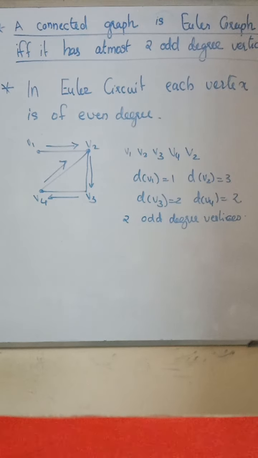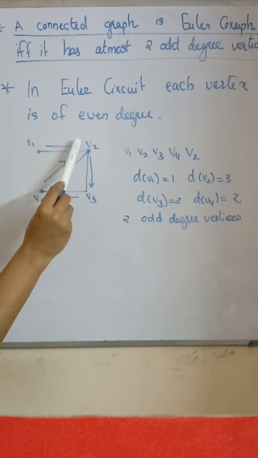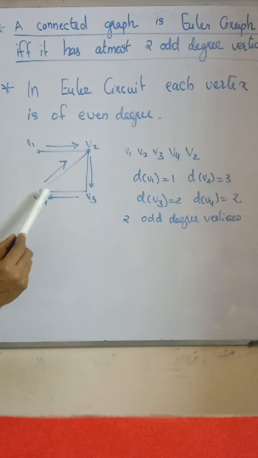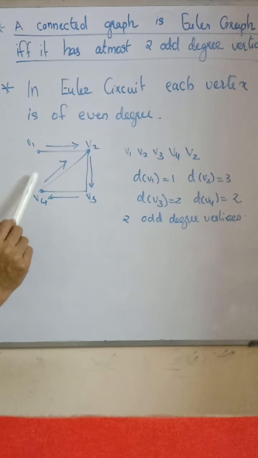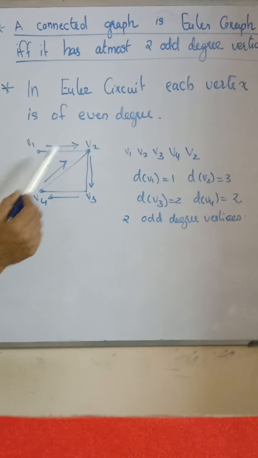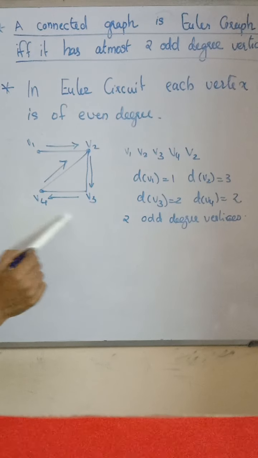For example, consider the graph. In this graph, we have an Euler path. Start from V1, V1 to V2, V2 to V3, V3 to V4, V4 to V2. Here we traverse through each edge of this graph. So we get an Euler path. So this is an Euler graph.